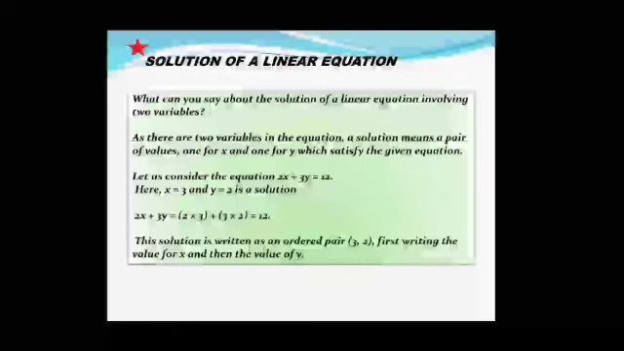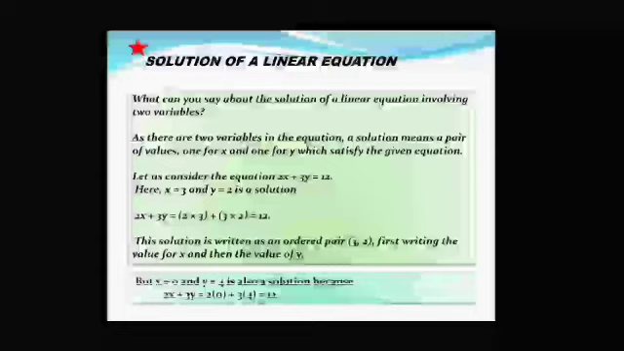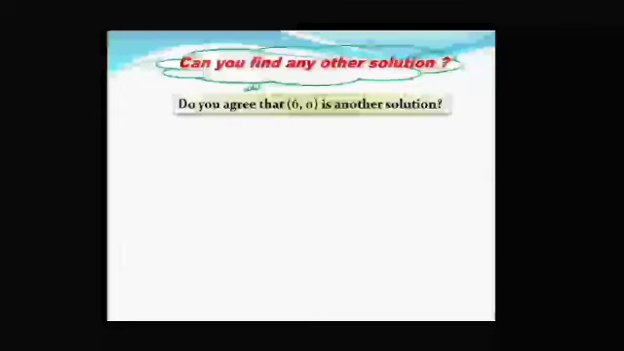This solution is written as an ordered pair within bracket (3, 2). First we will write x and then we will write the value of y. But if we substitute x equals 0 and y equal 4, what we will get? For these values also, again we will get 12. It means left hand side equals to right hand side. So we can say that x equals 0 and y equal 4 is also a solution of given equation.